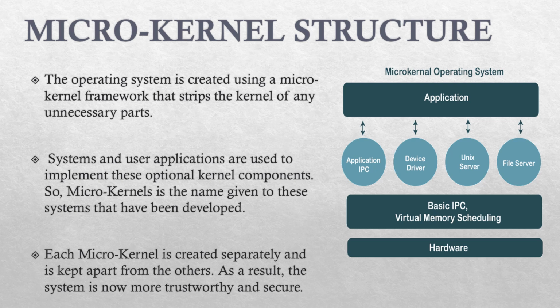Microkernel structure. The operating system is created using a microkernel framework that strips the kernel of any unnecessary parts. System and user applications are used to implement these optional kernel components. Microkernels is the name given to these systems that have been developed. Each microkernel is created separately and is kept apart from the others. As a result, the system is more trustworthy and secure.